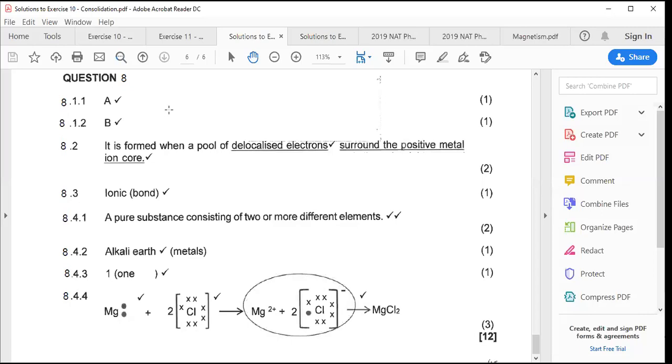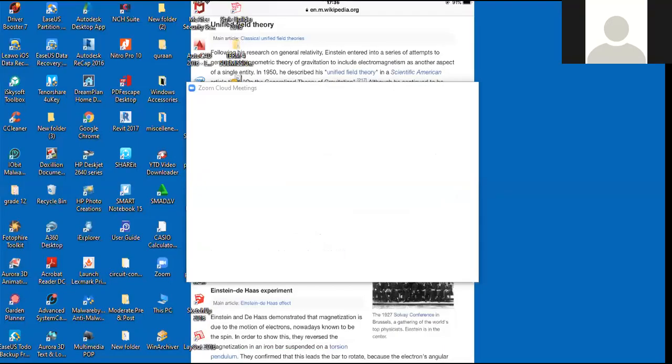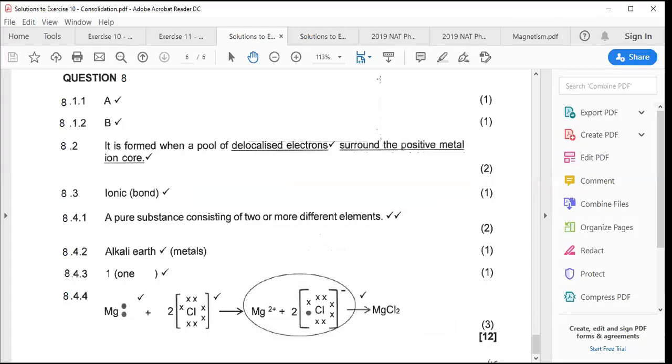What if you drew 2 Cls? Instead of putting a 2 in front of the Cl, I drew 2 separate ones. It's still fine. On the right, no problem. That 2 just symbolizes that the chloride ions are supposed to be 2, but you can still draw the 2 of them. It is still fine.